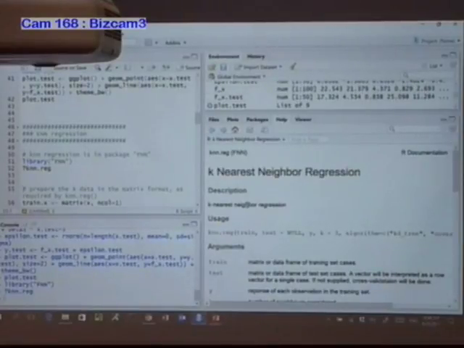So I found this function from the package documentation. There's a KNN, and there's a KNN.reg. This is for regression. The other one is for classification. K-nearest neighbor regression. Look at the input. This is actually a pretty ugly function.